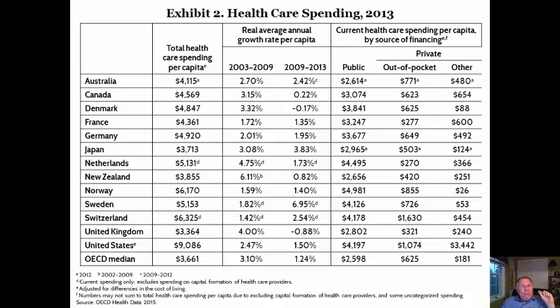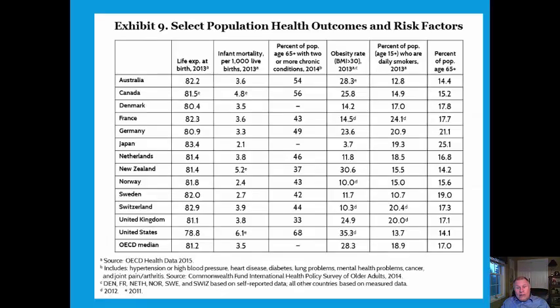So we spend more. Now, I would suggest to you that if we spend more, should the results be better than everybody else? Well, let's take a look at these outcomes. Look at the life expectancy. Who's the lowest? Infant mortality, 6.1. We're on the verge of emerging markets on infant mortality. Percentage of the population with 2 or more chronic conditions, 68%. Obesity rate based on BMI, 35% of the U.S.